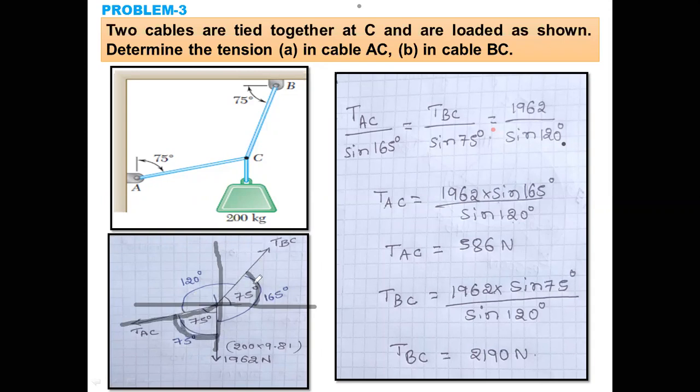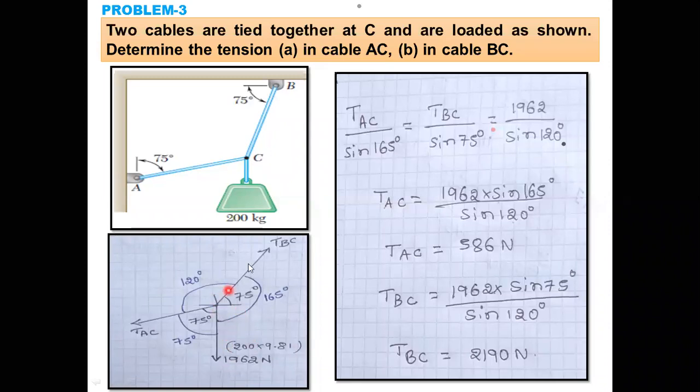Then you determine what is the angle between the other two forces. So then you can easily go for the free body diagram. The free body diagram figure will appear like this. So 200 kg they have already given. I converted it into Newtons, so 200 into 9.81.